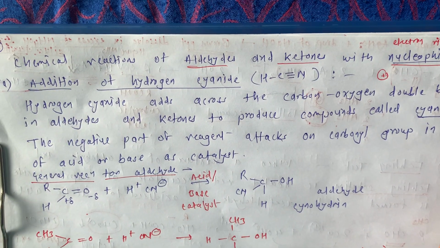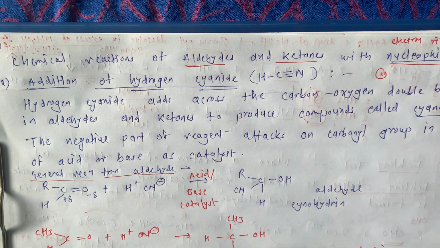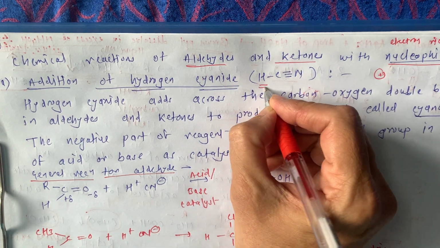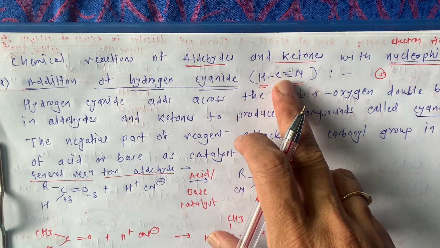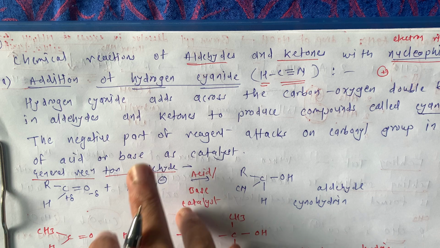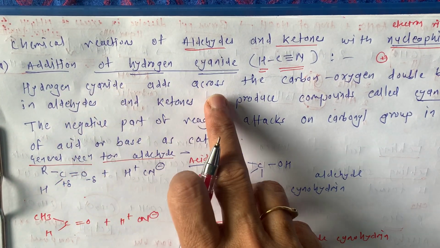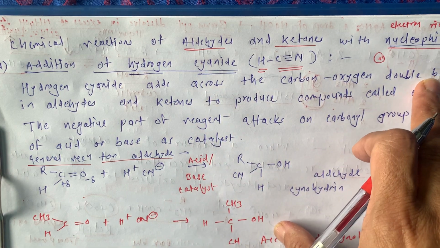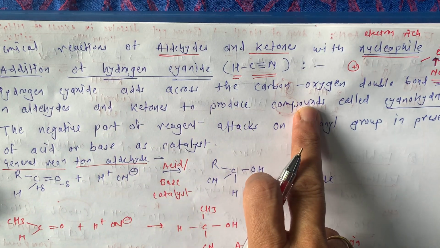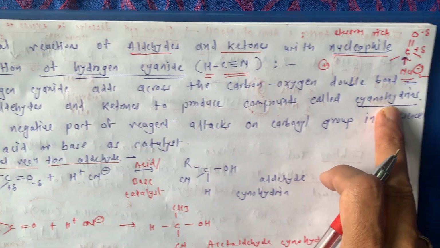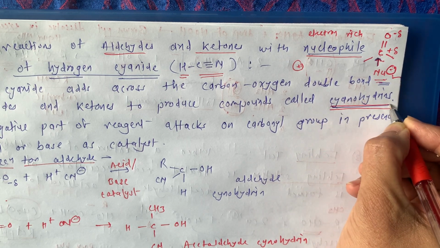So the first addition in our syllabus is addition of hydrogen cyanide. This is hydrogen, while C triple bond N is the cyanide group. We know that this is hydrogen cyanide. Now what is going to happen? Hydrogen cyanide adds across the carbon oxygen double bond in aldehydes and ketones to produce compounds called cyanohydrins. This is the new word for you, so please remember cyanohydrins.